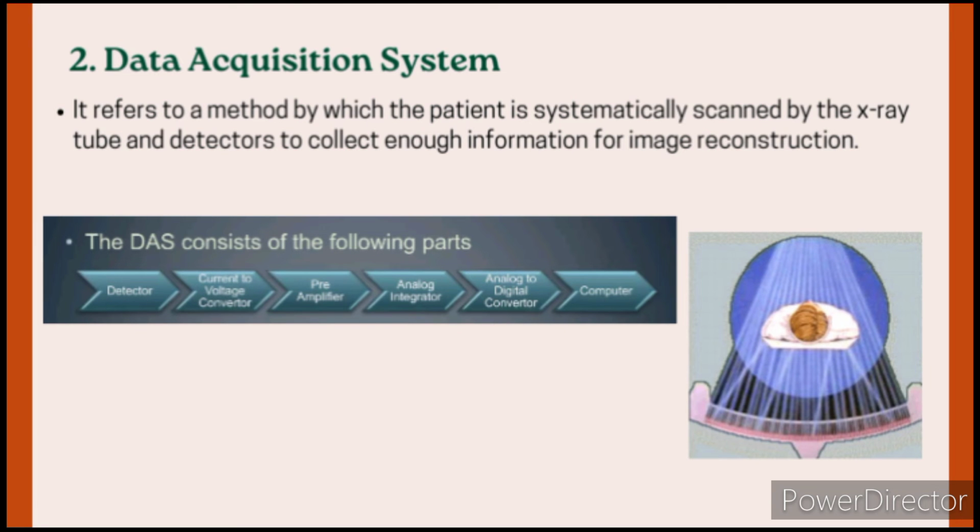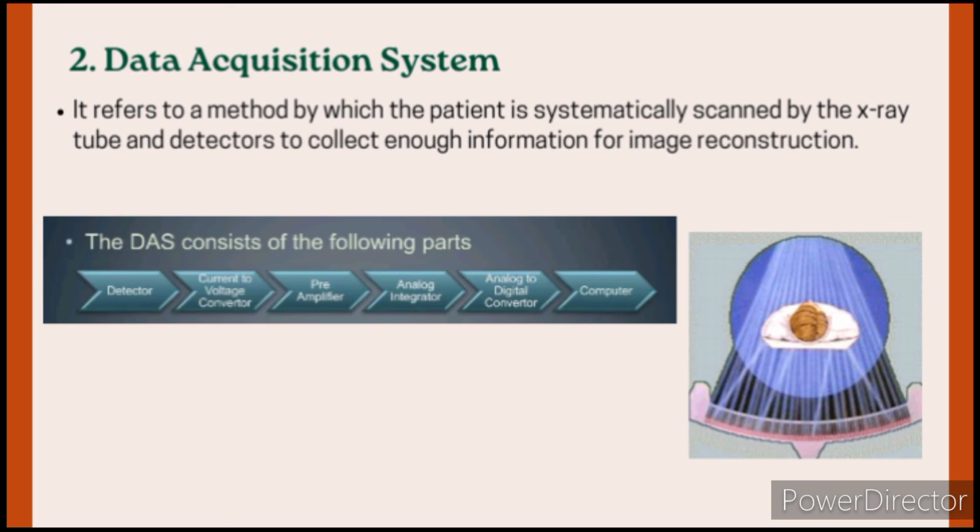So next, we have the data acquisition system. It refers to a method by which the patient is systematically scanned by the X-ray tube and detectors to collect enough information for image reconstruction. The data acquisition system consists of the following parts: the detector, current to voltage converter, preamplifier, analog integrator, analog to digital converter, and computer.